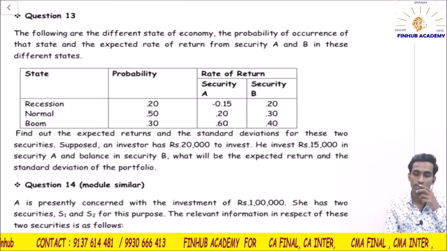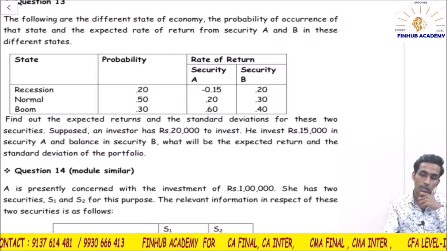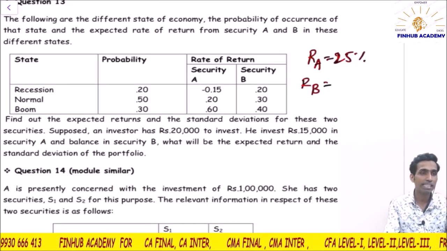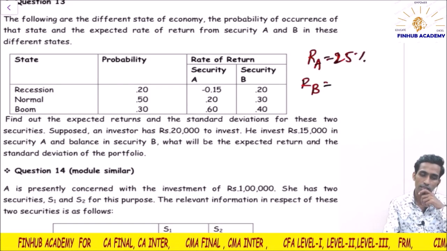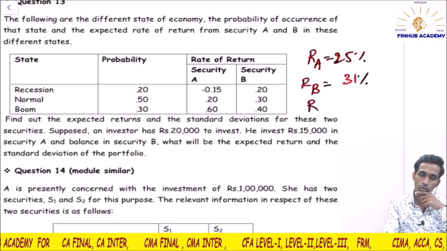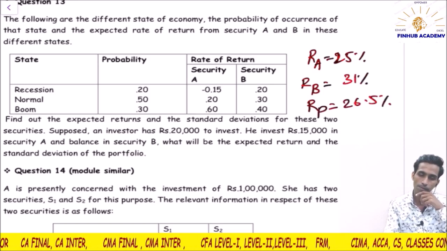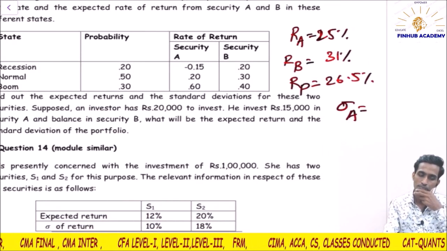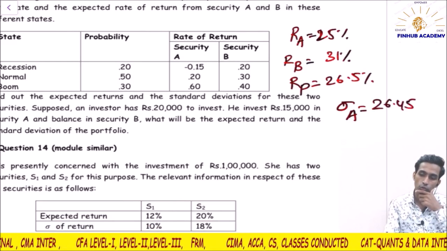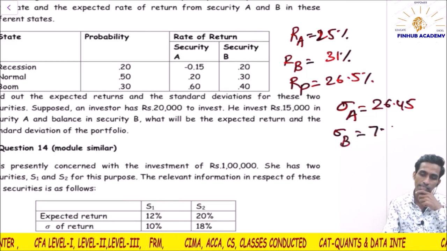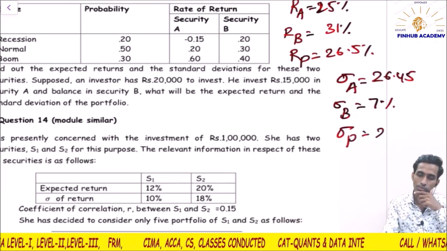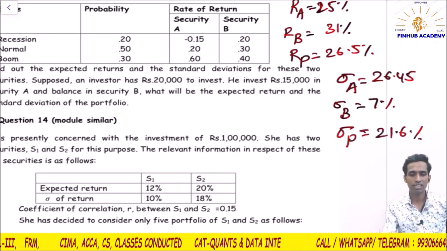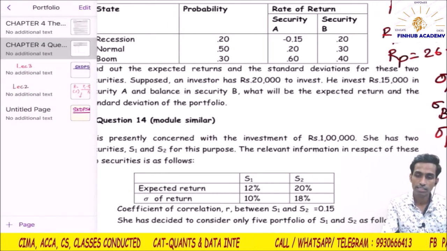Okay. Listen. Write the answers. Expected return of A should be 25%. Expected return of B should be 31%, and return on the portfolio should be 26.5%. Standard deviation of A should be 26.45. If you have any problem, please let me know. Standard deviation of B should be 7%. Standard deviation of the portfolio should be 21.6%. Please write this answer and you should get this. I'm not solving the same type of sum. So let's move to method 2.